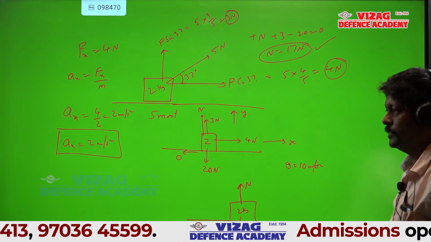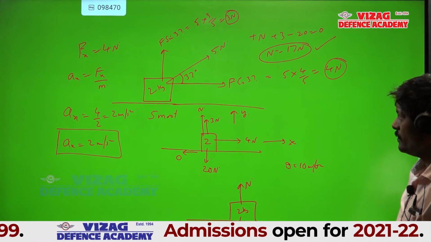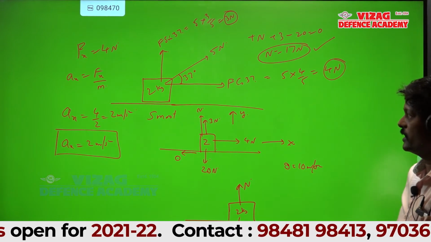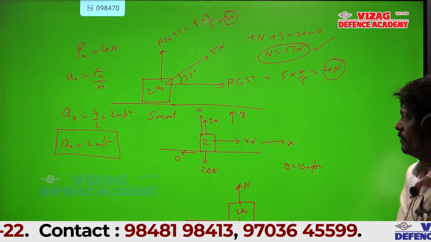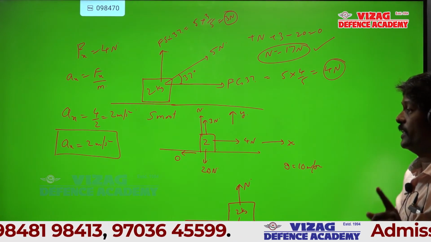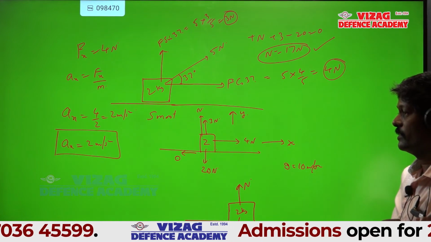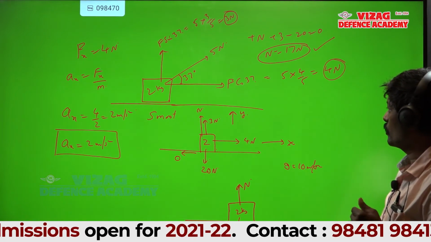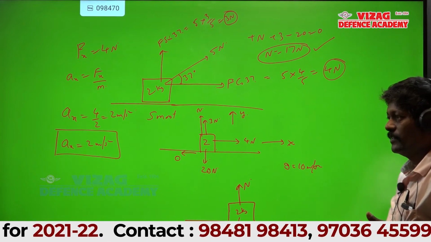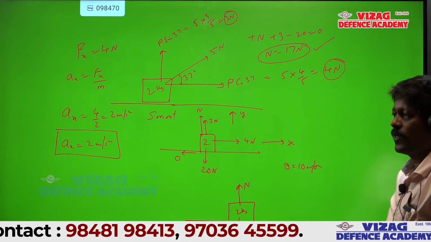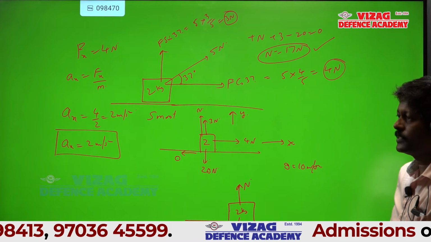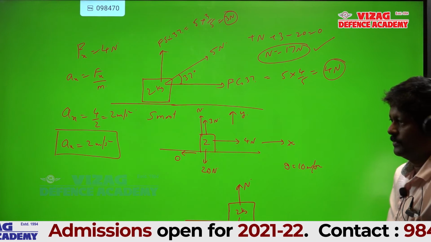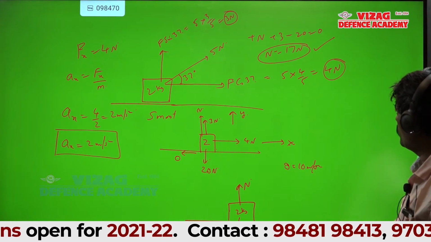Then I go to the next point. In this problem we got the acceleration of the body. How much is the acceleration of the body? 2 meter per second square. Which direction? In the horizontal direction. What is the normal reaction? 17 Newton. Net force in the vertical direction is 0. Why is it 0? There is no motion in the vertical direction. So normal reaction is 17.